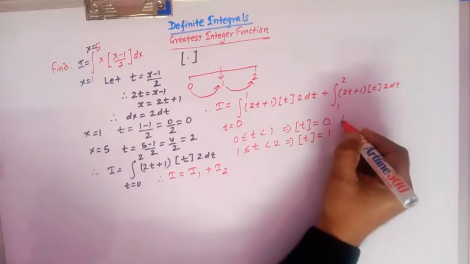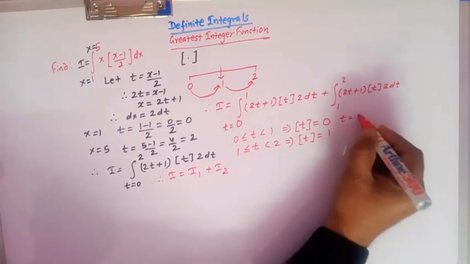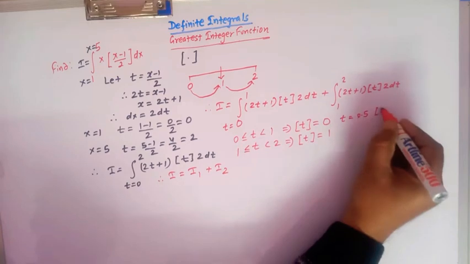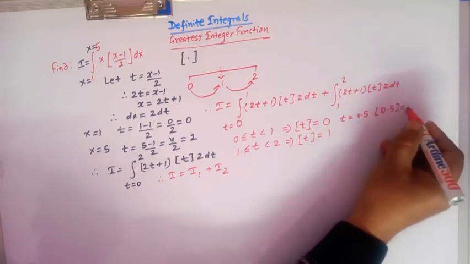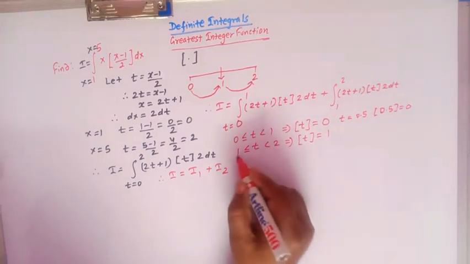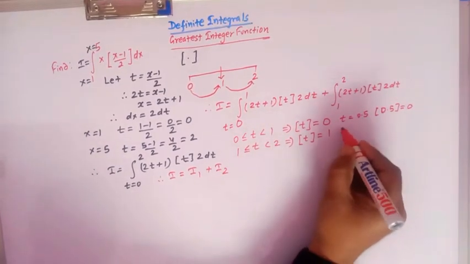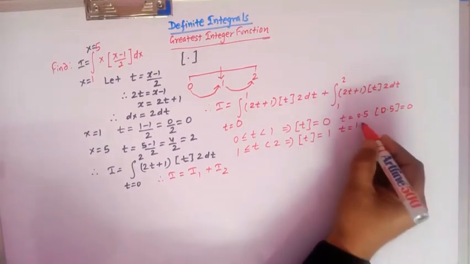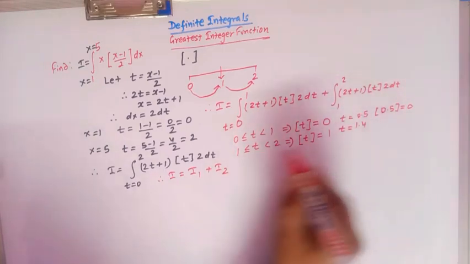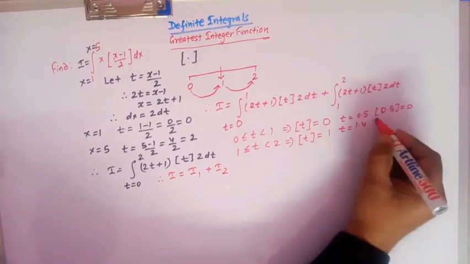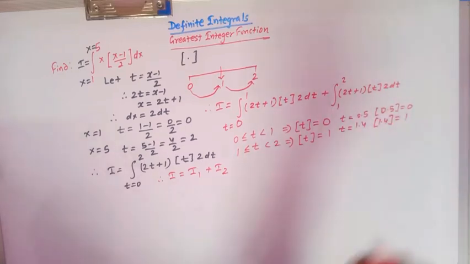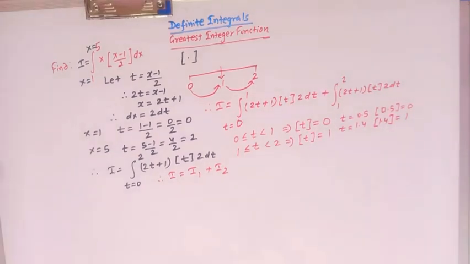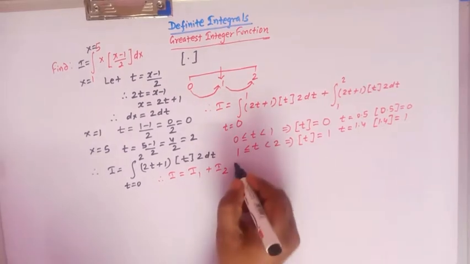Say if t is 0.5, then the value of the greatest integer of 0.5 is equal to 0. Similarly if we take t equal to, say, 1.4, because 1.4 lies between 1 and 2, then the value of the greatest integer of 1.4 is equal to 1. Okay, so now these two integrals can be rewritten.